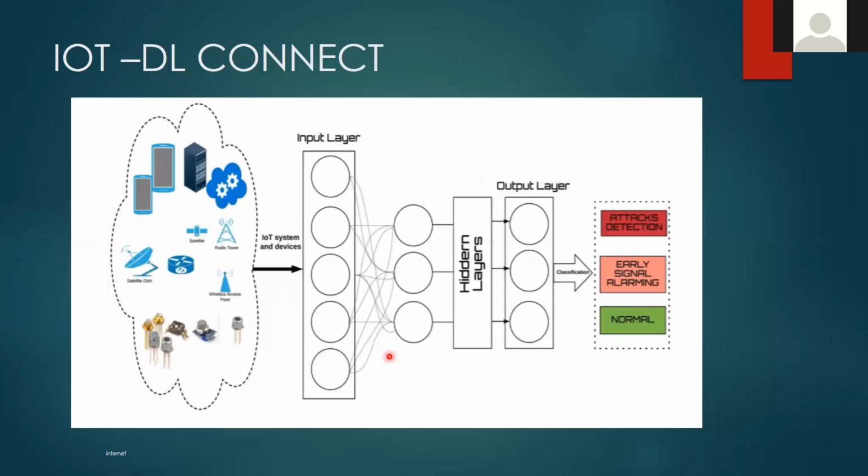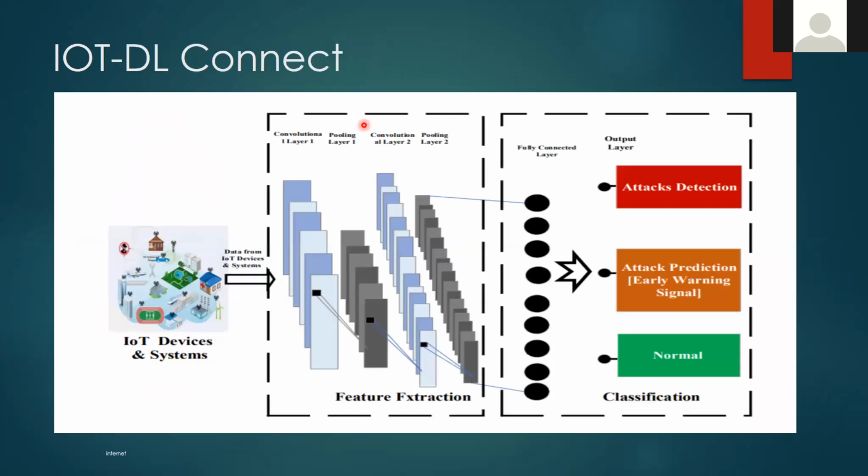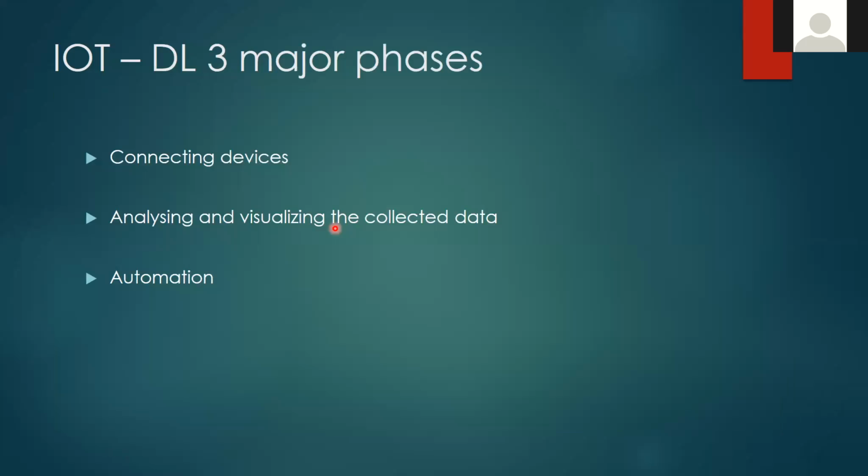So here it is a very abstract model. We are basically applying the convolution neural network, or CNN, to classify the whole data into whether it is attack detection, or early prediction signal, or normal. So this is how it works. It's as simple as that.